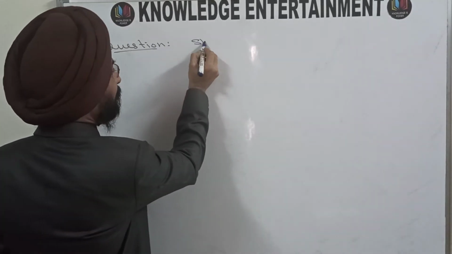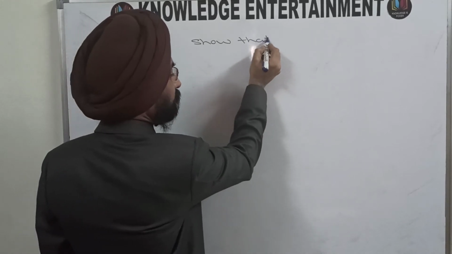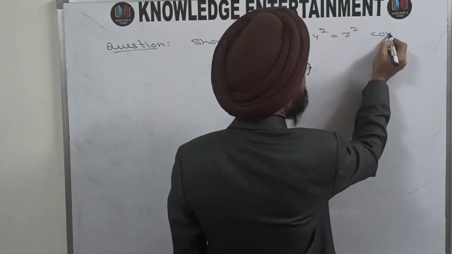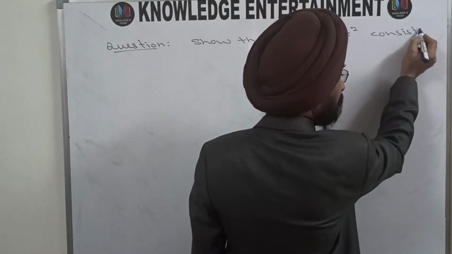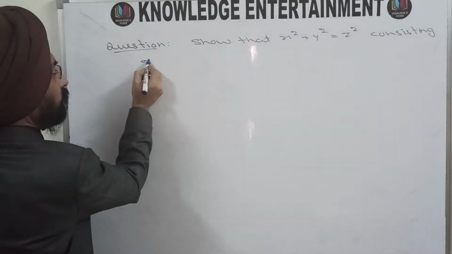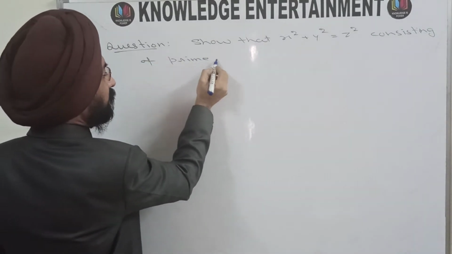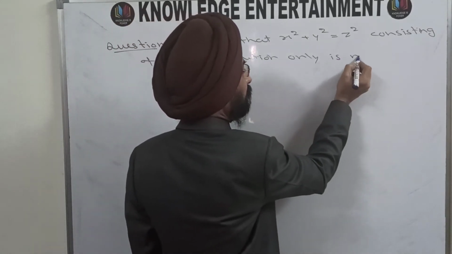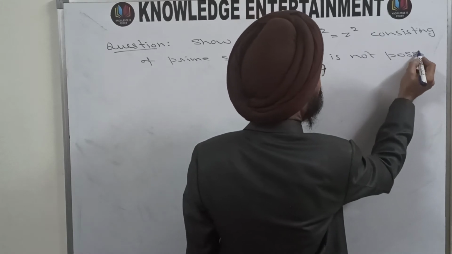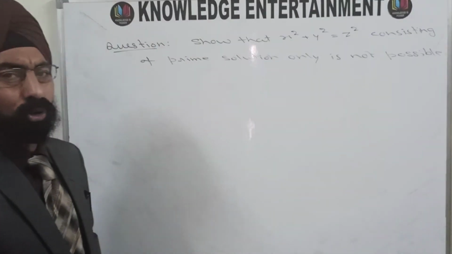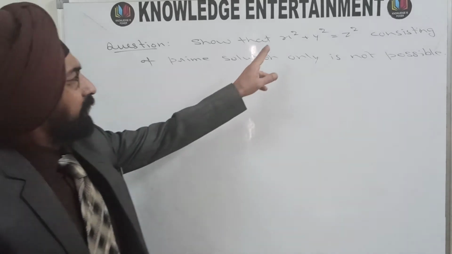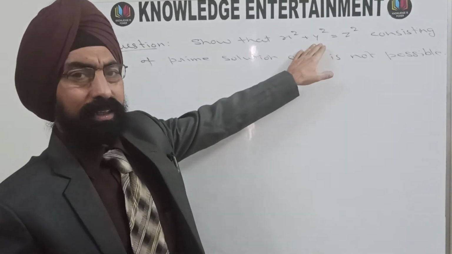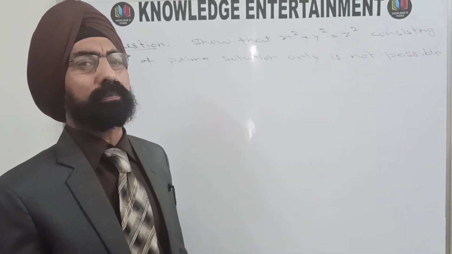So the next question I am going to take here in this video is: show that x square plus y square is equal to z square consisting of prime solutions only is not possible. That means what I want to say is, if a, b and c are the values of x, y and z which satisfy this given equation, then a, b and c, all three cannot be prime.